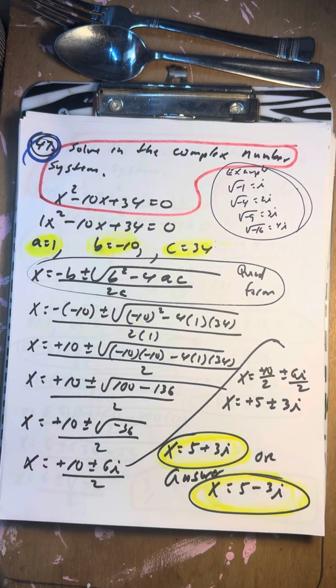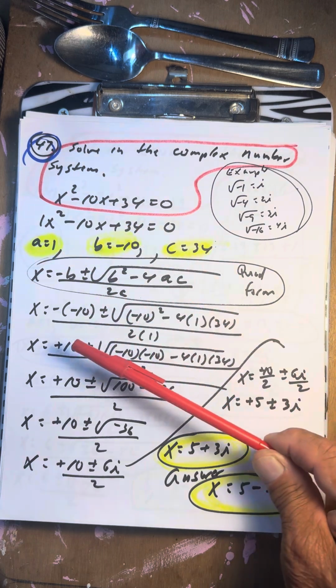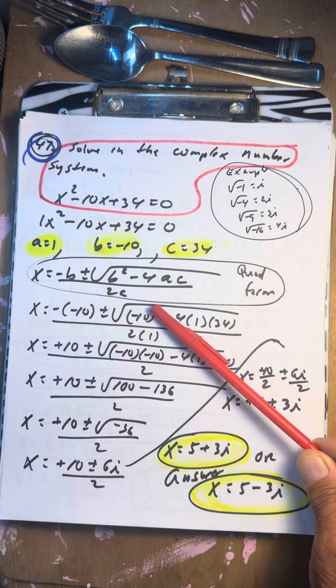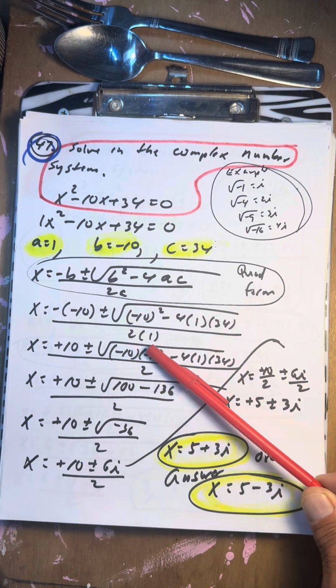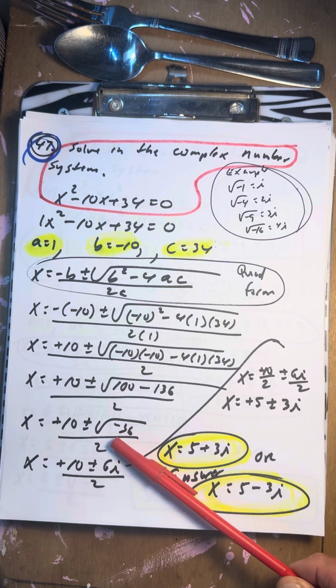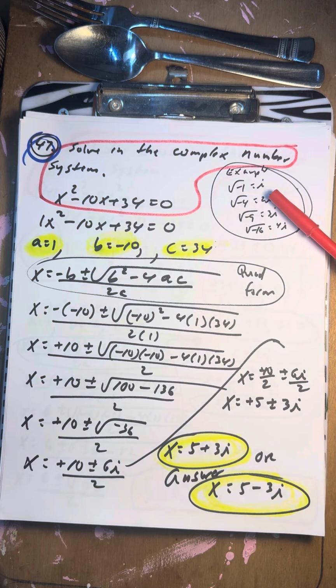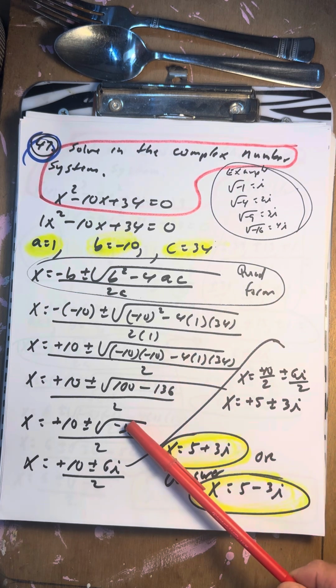Okay. Solve in the complex number system. All right, quadratic formula. Same thing. Put the numbers a, b, c in there. But now, notice this, what's going to happen. Negative is positive. That's fine. And this is going to give you positive 100 minus that. Oh, negative 36. Well, square root of negative 36. What is that? In complex numbers, square root of negative 1 is i. So negative 4 is 2i, 3i, 4i, and so on. So we do have a negative 36.